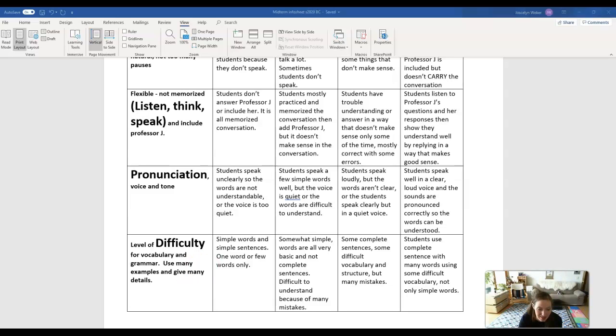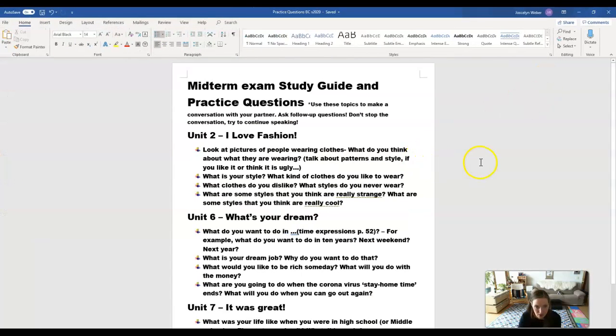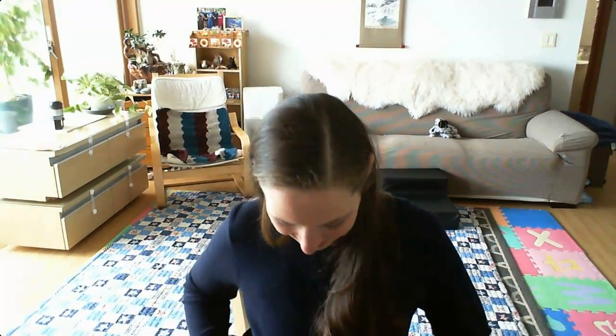So let's look at the practice questions together as well. Here's the practice questions. So use these topics to make a conversation. Okay, so I will tell you, look at the picture. Oh, here is a picture. For example, me. It's a sweater. It's blue and I have black pants. Black pants. What are they wearing? Oh, she is wearing a blue sweater and black pants. It looks nice, but it looks very comfortable.